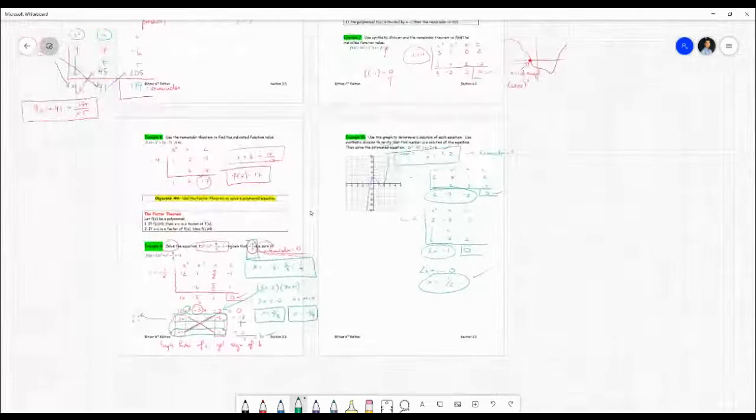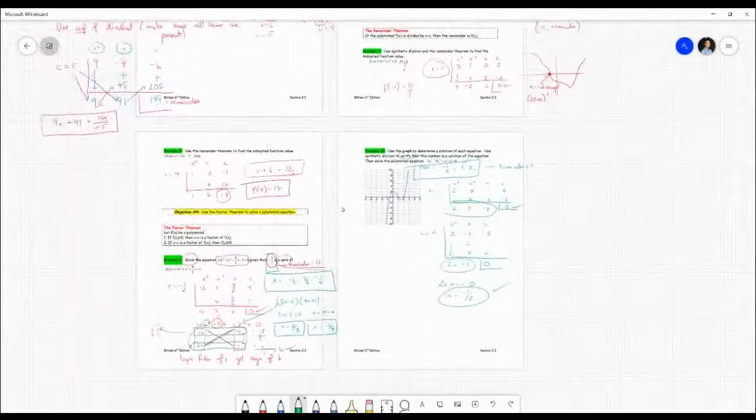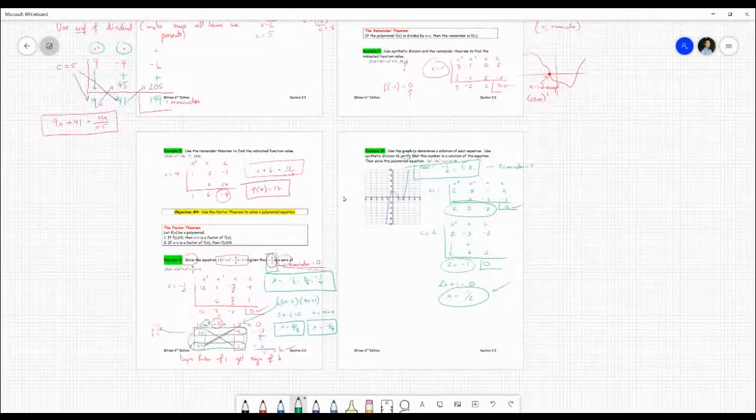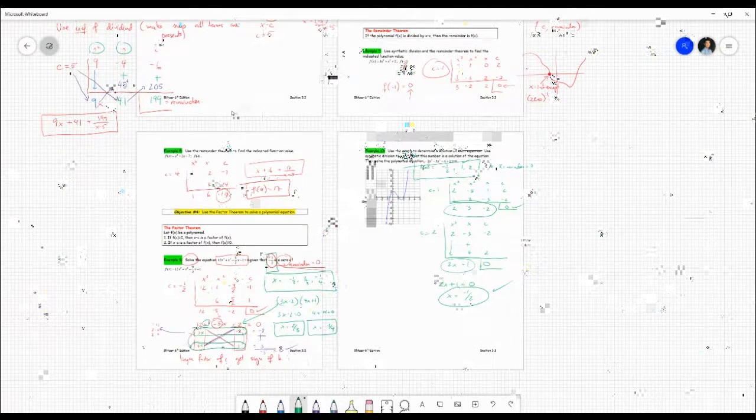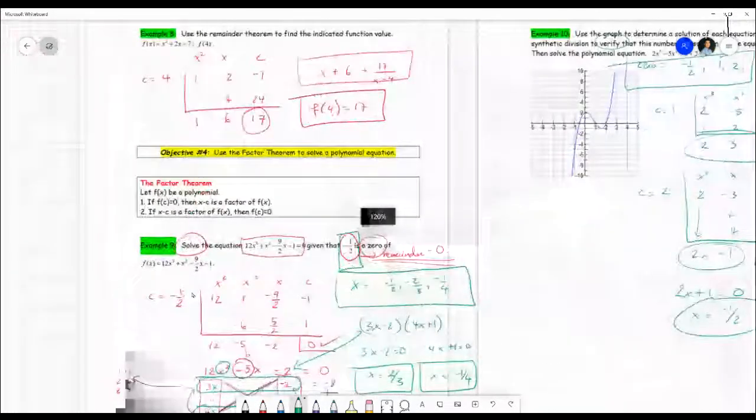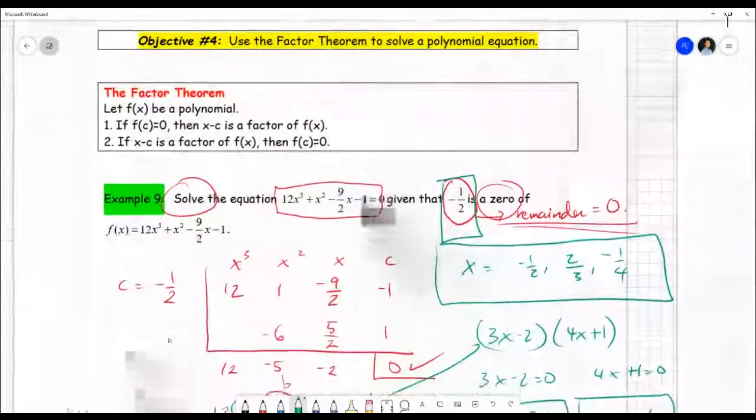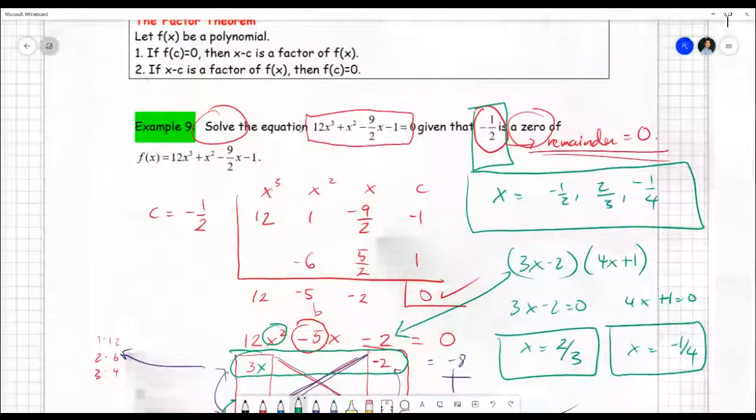All right, please let me know if you have any trouble with this. It's going to get much harder in section 3.4 because each problem is going to be very long. And we're going to put together everything that we've learned in order to solve for the equation. So let's look at what to expect next time. So you see this problem right here, they tell us that one of the zeros is -1/2. Well, how do we know that?